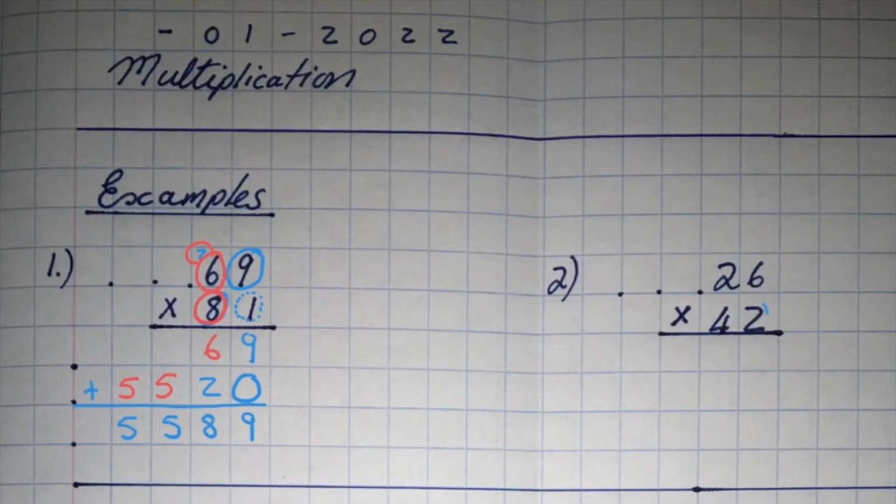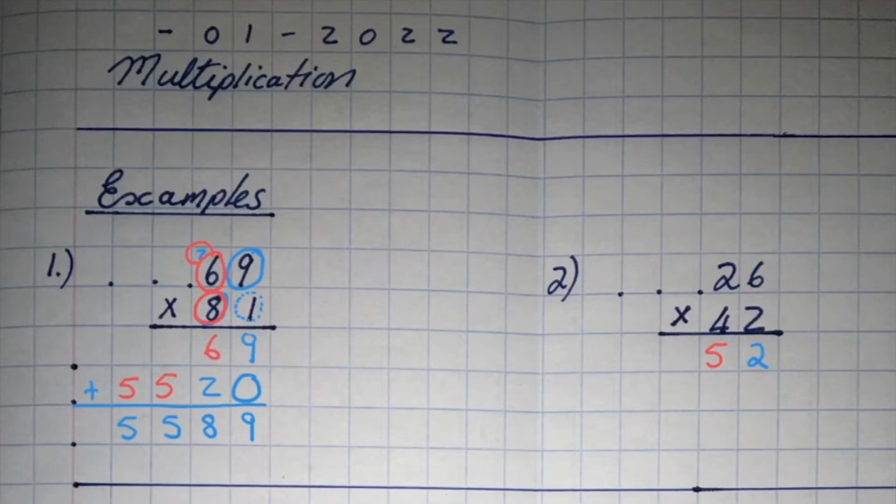Again, we're going to start with the 2, and it's going to be multiplied against the 6. And 2 times 6 is 12. So I'm going to put down the 2, and I'm going to carry the 1. Then the 2 is going to be multiplied against this 2 and add that 1. So 2 times 2 is 4, add 1, and you get 5. There are no further numbers for the 2 to multiply, so the top line is done.